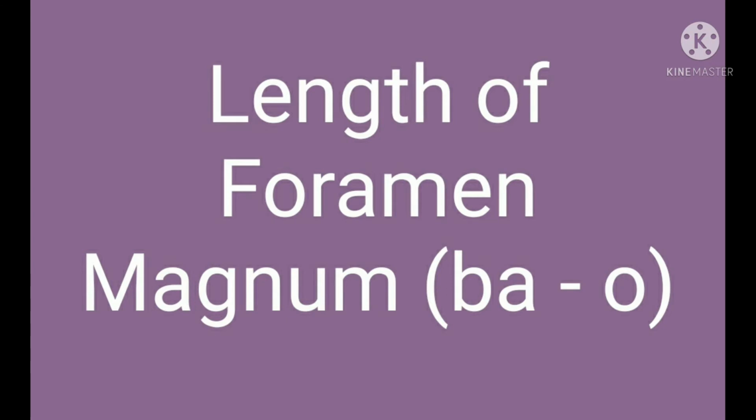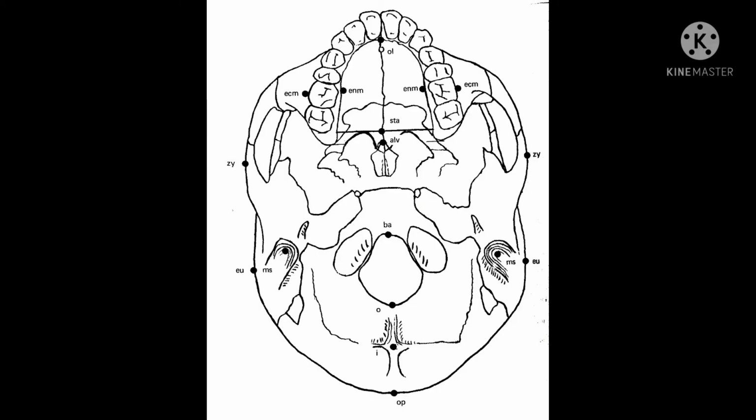The fourth measurement is the length of the foramen magnum. It measures the straight distance from the basion to the opisthion. First let's see the definitions of these two landmarks. Basion is the lowest point on the external surface of the anterior margin of the foramen magnum in the mid-sagittal plane, whereas opisthion is the point in the mid-sagittal plane on the posterior margin of the foramen magnum.